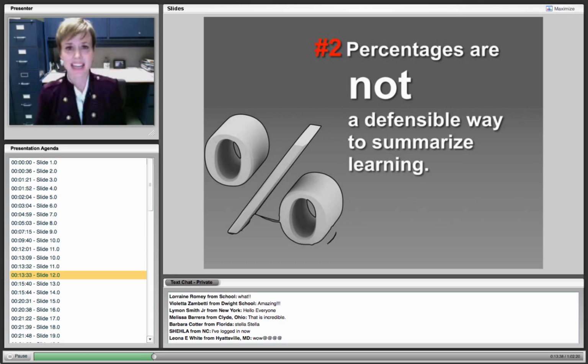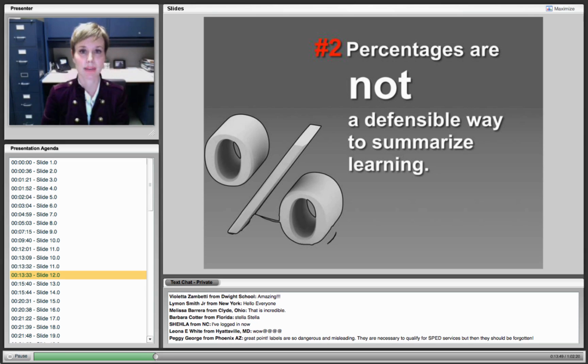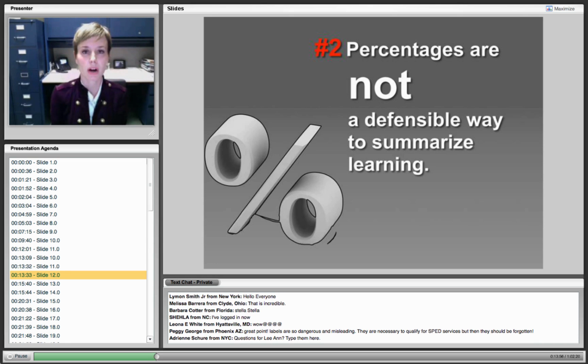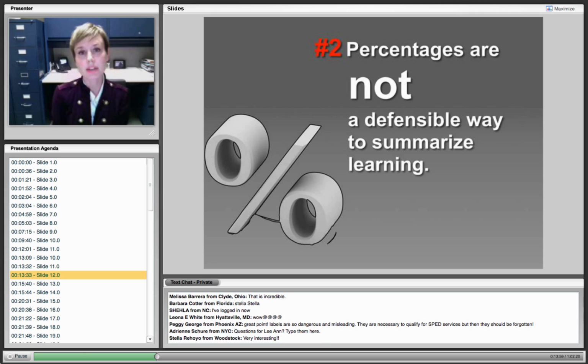Second, and this is really true not just for struggling and exceptional learners, but for all learners, percentages are not a defensible way to summarize learning. If you've worked with me or been in sessions with me before, we talk a lot about report cards and how percentages aren't the right numbers to put on a report card. It's really smoke and mirrors. We can't really say that a student has 75% learning toward the target.